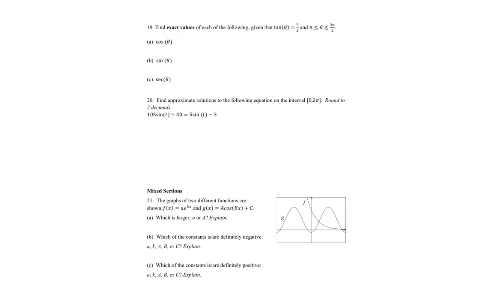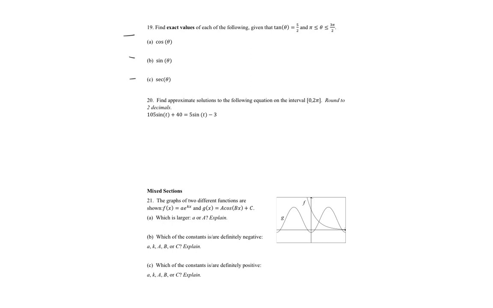Next, we want to find exact values of each of the following, given that tan of theta is 5/2, and theta is between pi and 3 pi over 2. So theta is in the third quadrant. Because theta is in the third quadrant, we know that cosine has to be negative, sine has to be negative, and secant would also have to be negative. So all three of these should be negative.